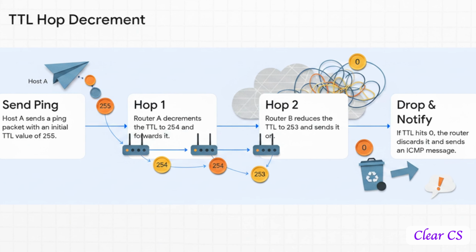In step 1, host A sends a ping and attaches a TTL value, let's say 255. Every single time that packet hits a router, that router acts like a toll booth, but instead of charging money, it takes a fraction of the packet's life, dropping the TTL by 1. So 255 becomes 254 in step 2, then 253 in step 3, and in step 4, if that packet gets lost in a loop and the TTL hits absolute 0, the router mercilessly discards it and fires an ICMP time exceeded message straight back to the sender. This simple little countdown is what prevents catastrophic network congestion.